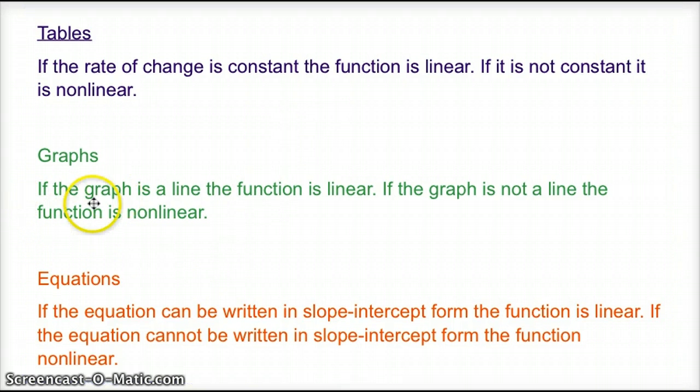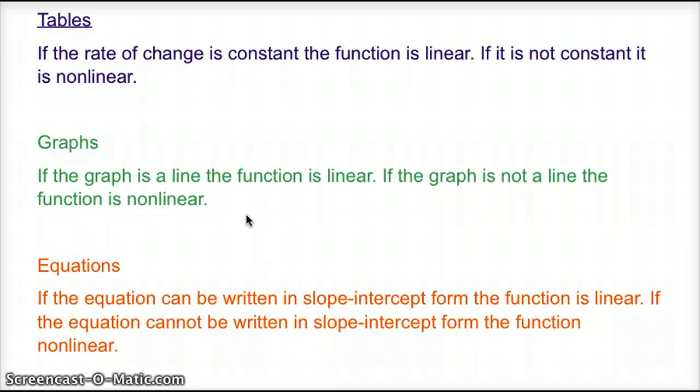For graphs, if the graph is a line, the function is linear. If the graph is not a line, the function is nonlinear. So just look to see if there's a line or if there's curves. That will determine whether it is linear or nonlinear. And finally, in equations, if the equation can be written in slope-intercept form, the function is linear. If the equation cannot be written in slope-intercept form, the function is nonlinear.